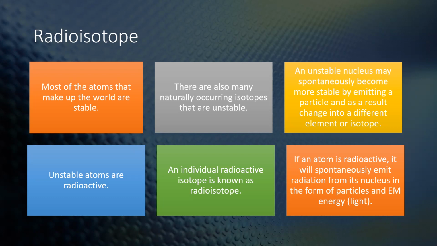An individual radioactive isotope is known as a radioisotope. If an atom is radioactive, it will spontaneously emit radiation from its nucleus, either in the form of particles or EM light or energy. So if a nucleus is unstable, in order to become stable, it will spontaneously emit some particles and will either change into a different element or it will turn into its own isotope.